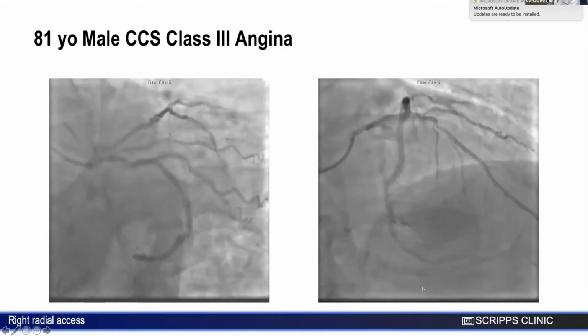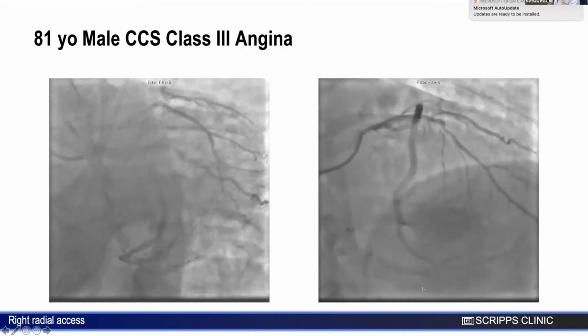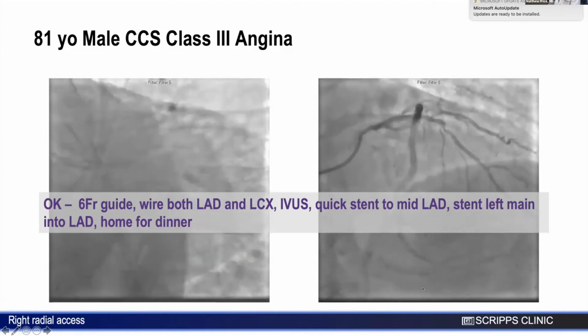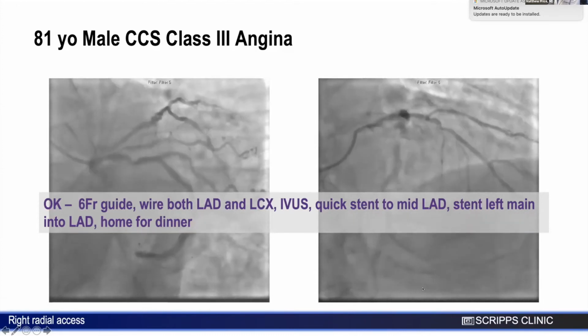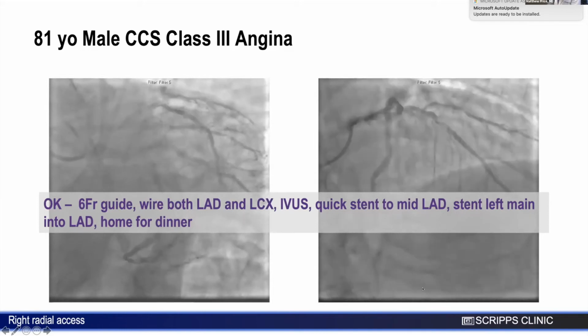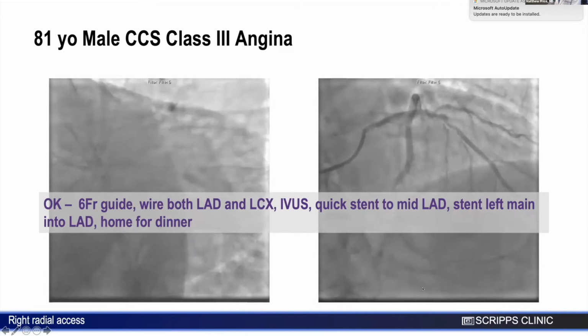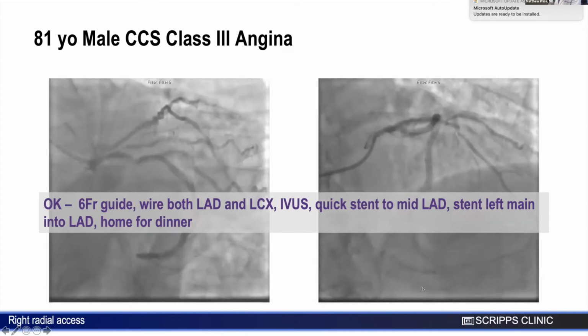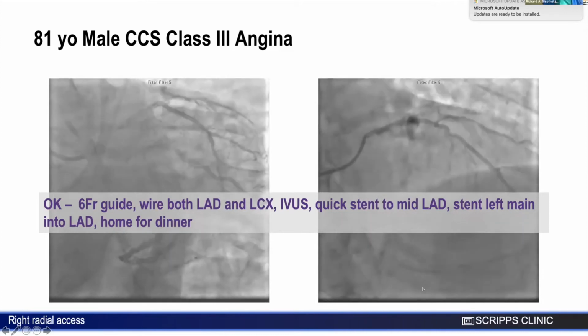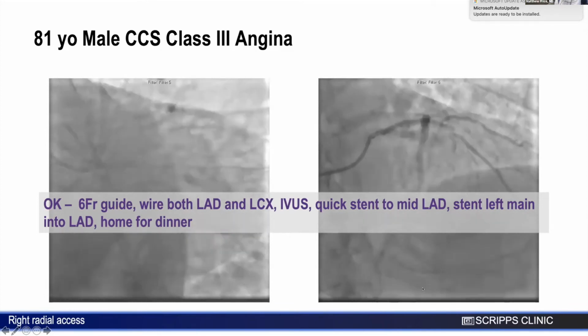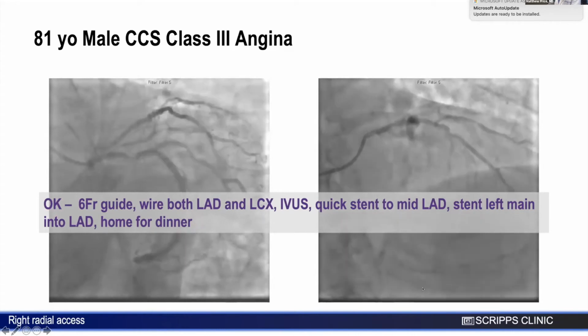But I was looking at that LAD. So my thought was, okay, 6 French guide, one for both LAD and circ. IVUS, because by default it's OCT, but here because we're so proximal, I was going to use IVUS because I'm worried it's a short left main. I was going to say it almost looks like separate ostia. Exactly. Quick stent to the mid LAD, stent the left main into the LAD. I'm home for dinner. Here's the plan.